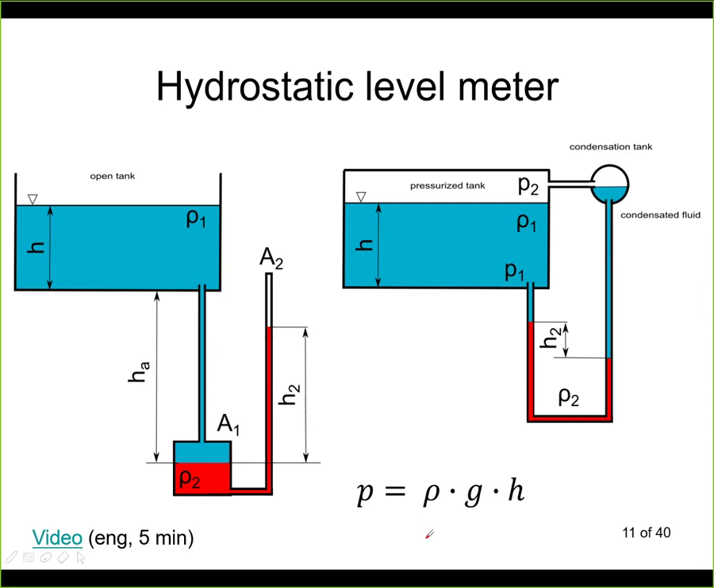And using this equation, we can calculate what is the liquid level height here. That's what we are looking for. For this, we need to know the density. We typically have a temperature sensor in there, so we can calculate what is the density of our liquid. And we simply place the pressure sensor on the bottom of the tank.